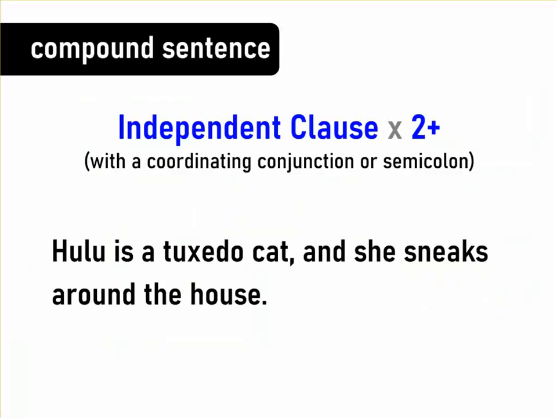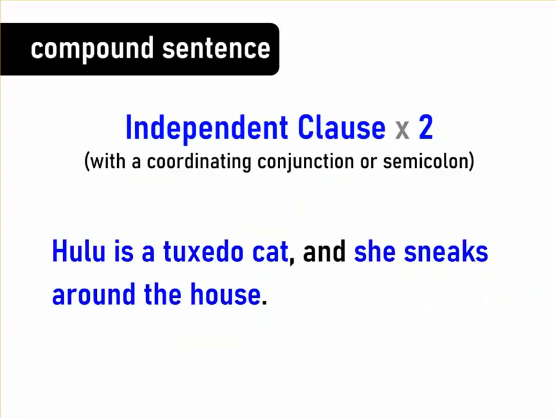Another type of sentence is the compound sentence. Compound sentences are sentences that contain two or more independent clauses joined by a coordinating conjunction or a semicolon. In this sentence, "Hulu is a tuxedo cat" and "she sneaks around the house" are both independent clauses joined by a comma and a coordinating conjunction.